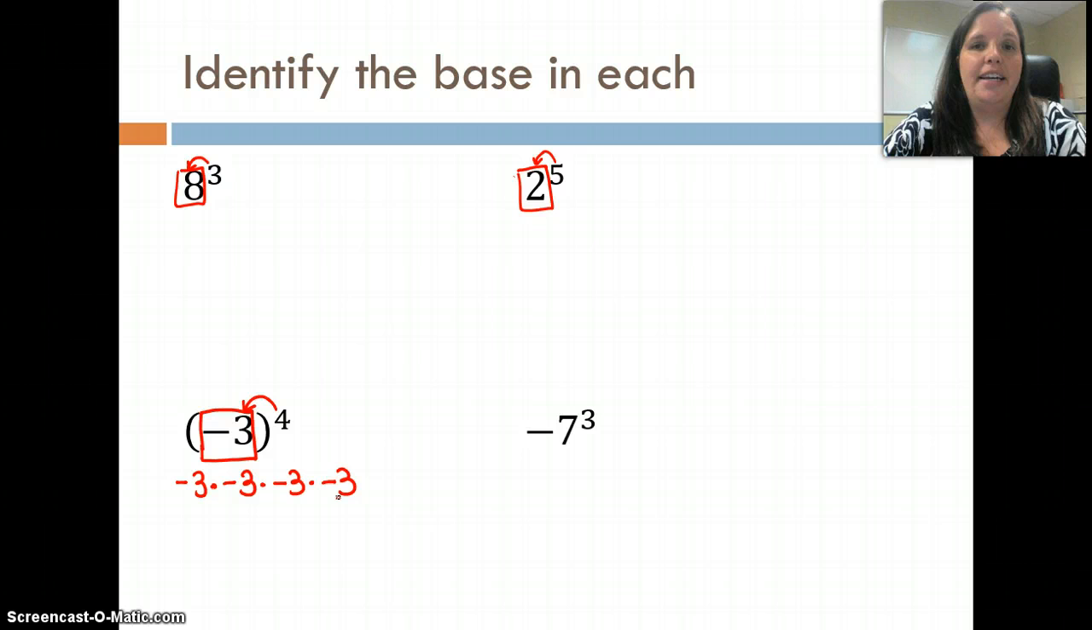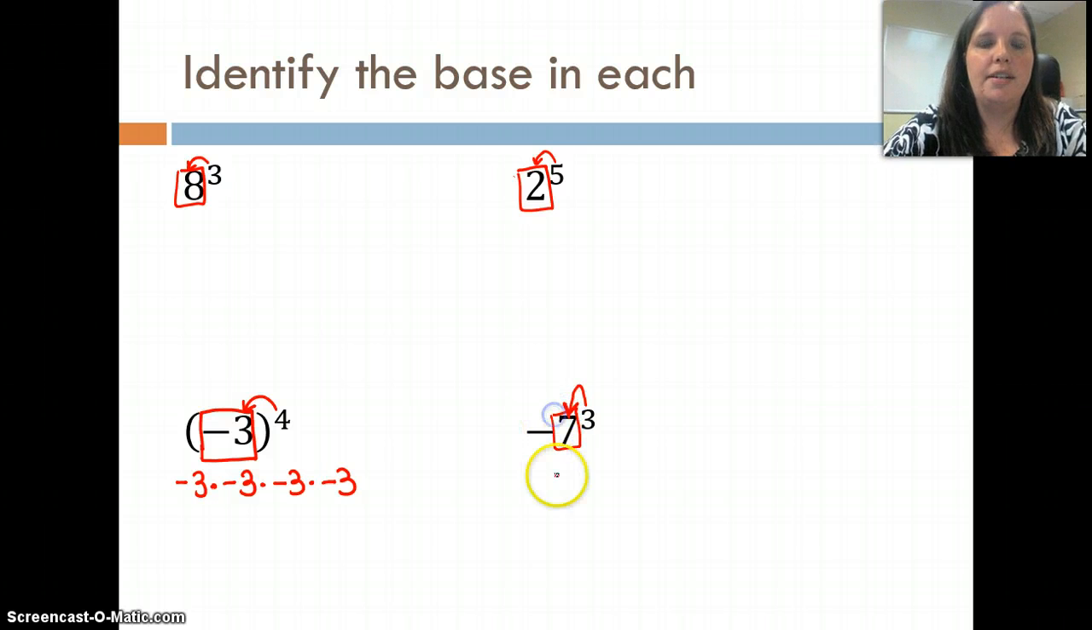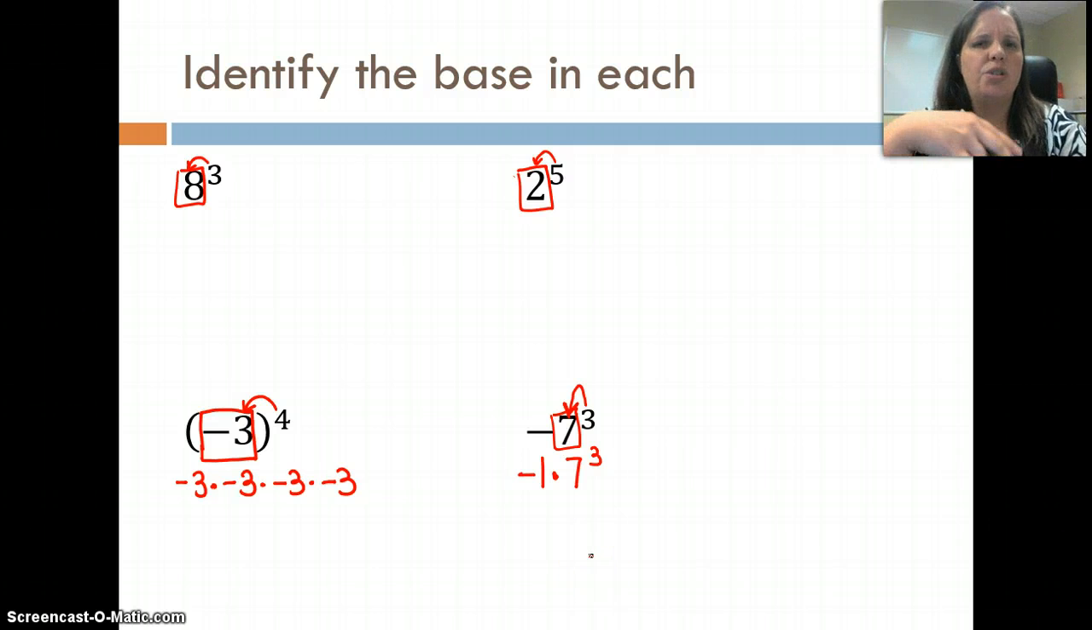But when we look at -7 raised to the 3rd power, what this is really saying, and what the detail here is, is that the base is actually only the 7. Because -7 here, I could really write this as -1 times 7 to the 3rd power. That negative sign is really kind of like multiplying the number by -1.